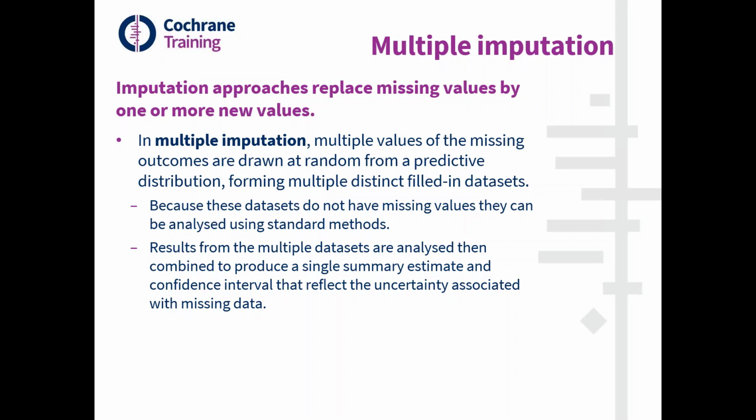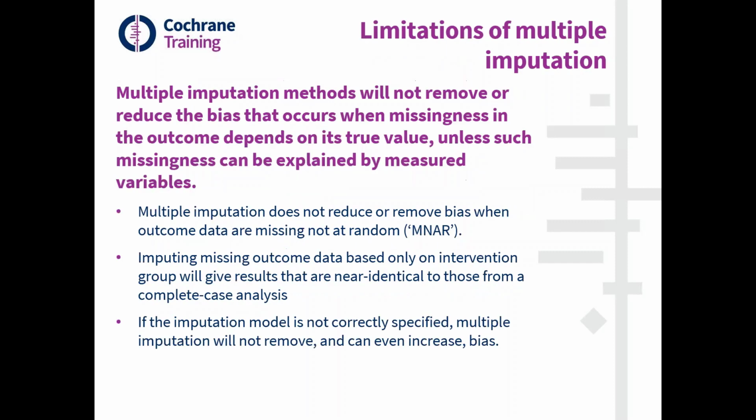And then results from the multiple data sets are analyzed, and then the results are combined to produce a single summary estimate and confidence interval that appropriately reflect the uncertainty associated with the missing data. So we don't have the problem, for multiple imputation, that we have with single imputation, that we're pretending we know things that in fact we do not know.